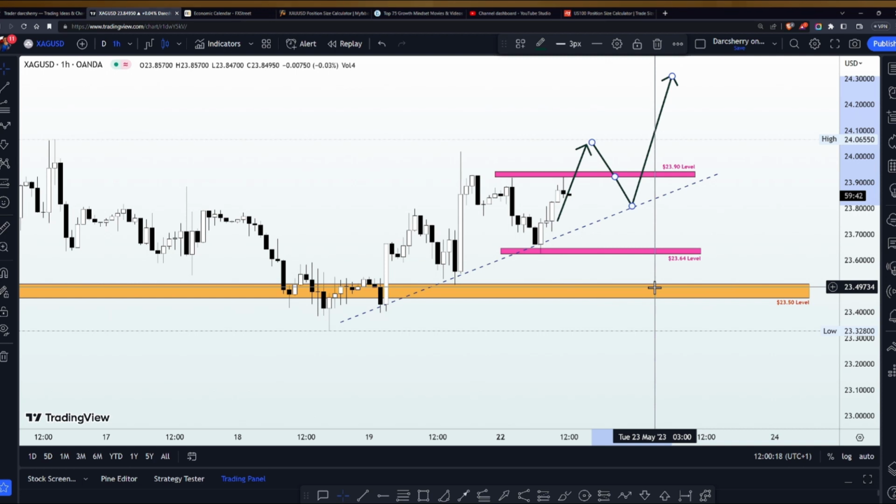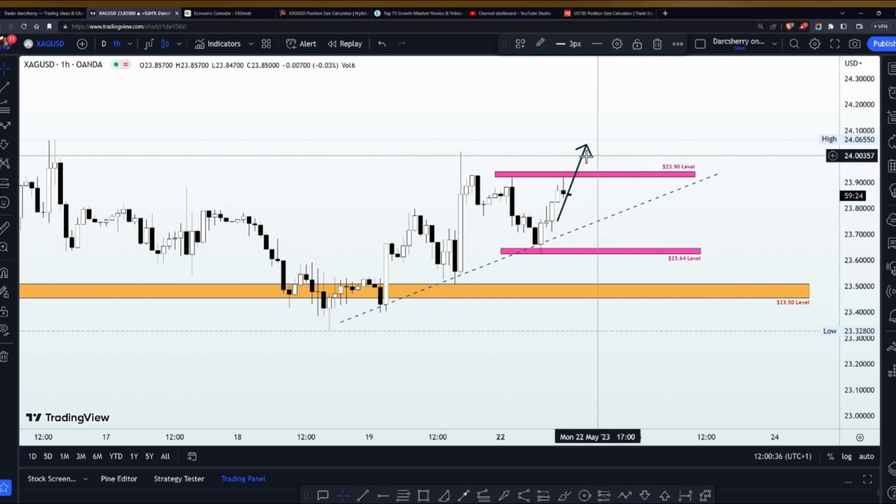So we have a simple channel. We are looking for a breakout of the $23.90 level. We want price action to remain above our bullish trend line to feel comfortable in a buy position and look out for more opportunities to add to our existing trade. So that is the buy potential we have here.